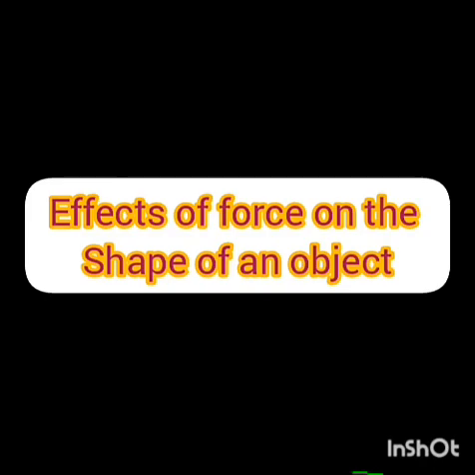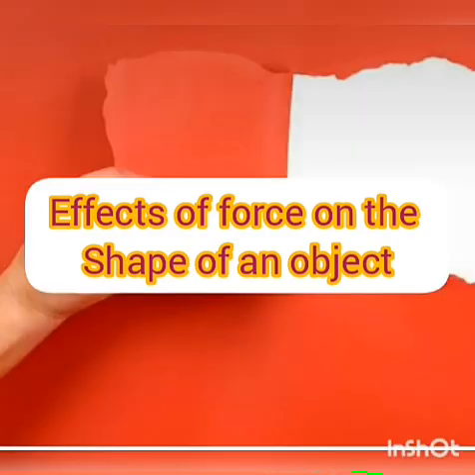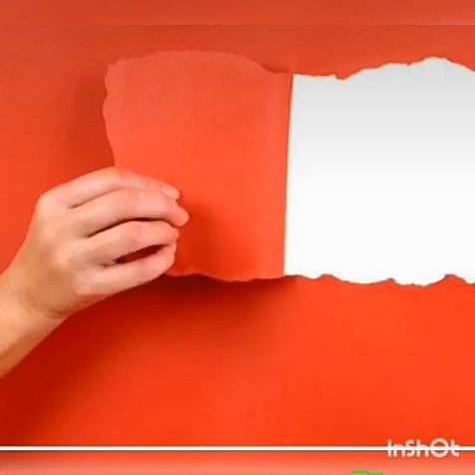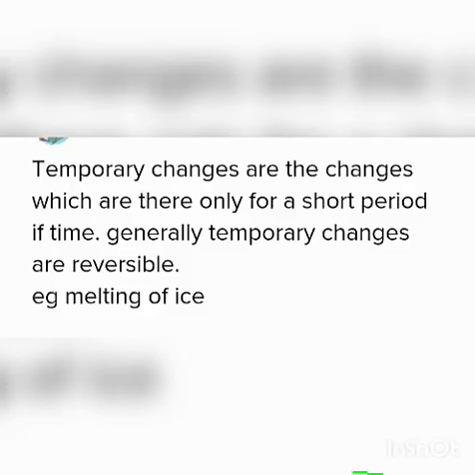Next topic is effects of force on the shape of an object. Dear students, you know that force can change the shape of an object. For example, if we tear a paper, the shape of the paper changes. So from this we can conclude that force can change the shape of an object. And these changes may be permanent changes or temporary changes.